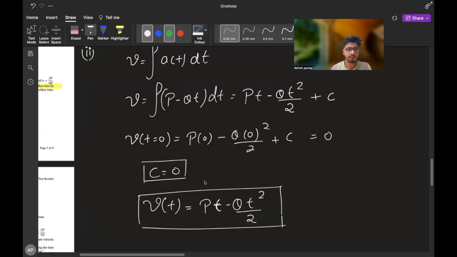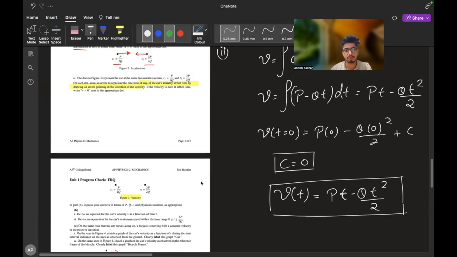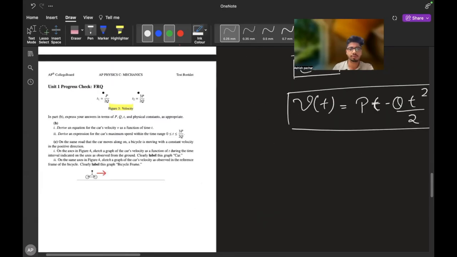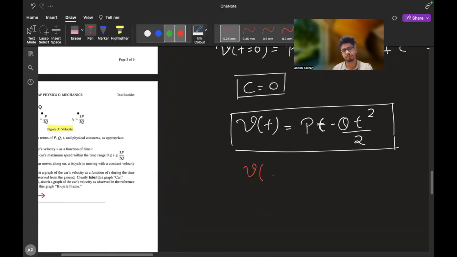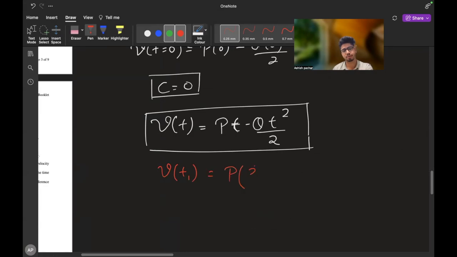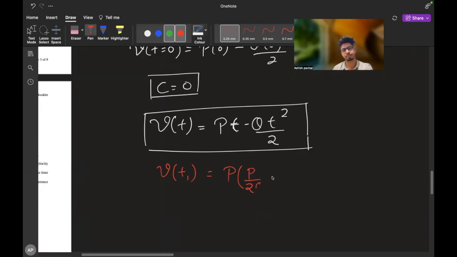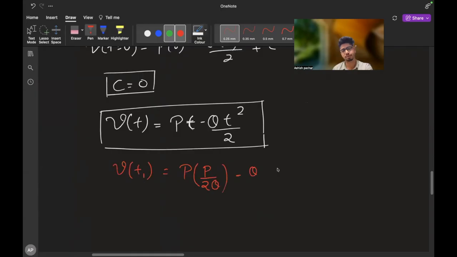But the question hasn't ended till now. In the question they are asking for the arrows, so basically positive or negative values. For that, I have to plug in the expression. So let's plug in the t1 value. The t1 value is p by 2q, sorry. Minus q times p square by 2 is already there, so take care of that. So this is 4q square, so I have done the squaring of them.